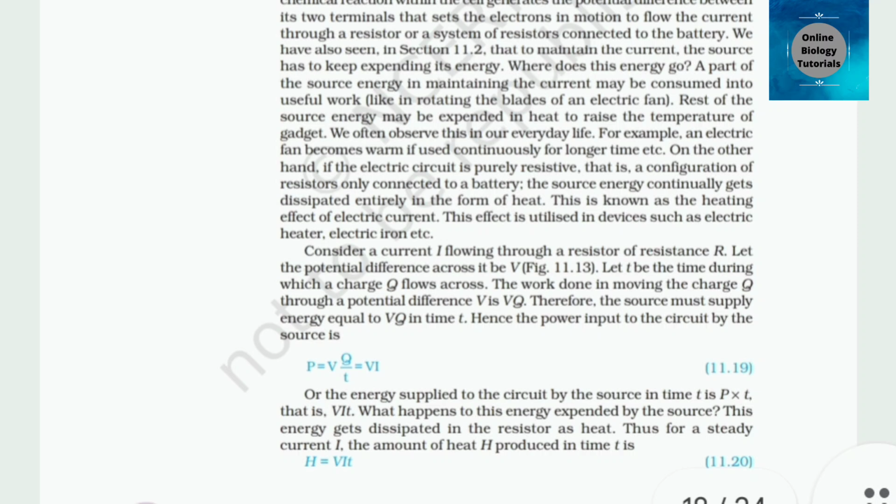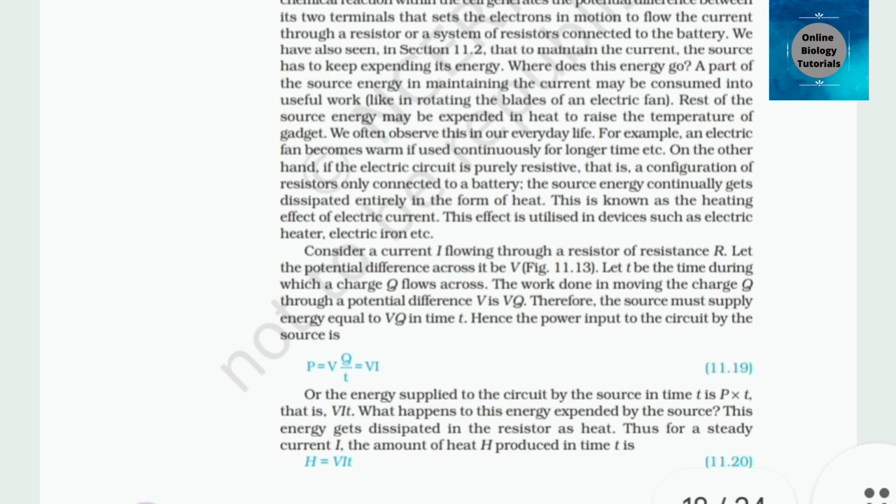Consider a current I flowing through a resistor of resistance R. Let the potential difference across it be V. Figure 11.13. Let t be the time during which a charge Q flows across. The work done in moving the charge Q through a potential difference V is VQ. Therefore, the source must supply energy equal to VQ in time t. Hence, the power input to the circuit by the source, P, is equal to VQ/t, or the energy supplied to the circuit by the source in time t is Pt, that is, VIt. What happens to this energy expended by the source? This energy gets dissipated in the resistor as heat.